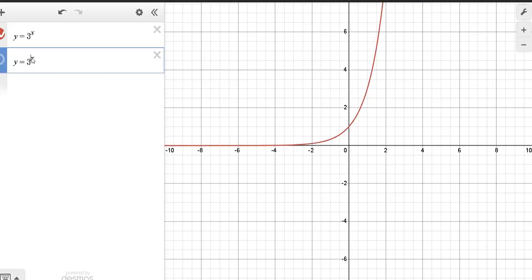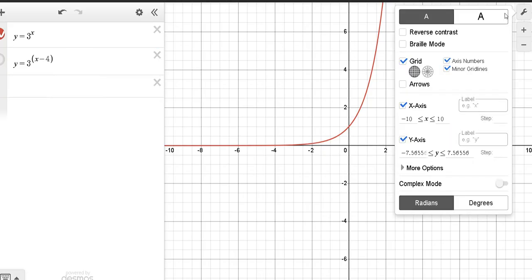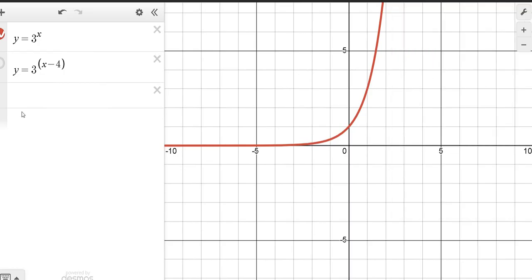What do you think that minus 4 is going to do? How is it going to shift my graph? Left, right, up, or down? So the one point that I want to keep track of typically is this one here, (0, 1). And I want to see where that's going to be in my new graph. So let's understand why I get this point. I get that point because 3 to the 0 power is 1.